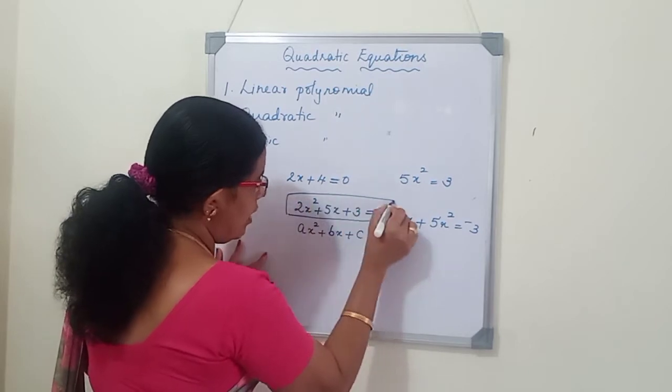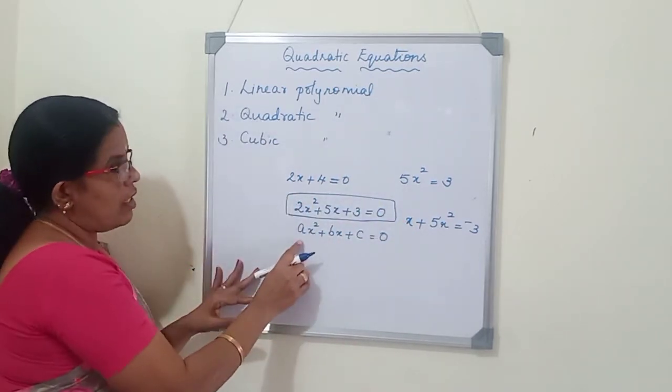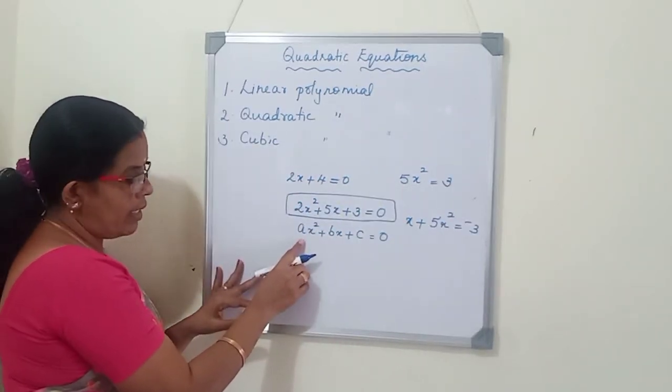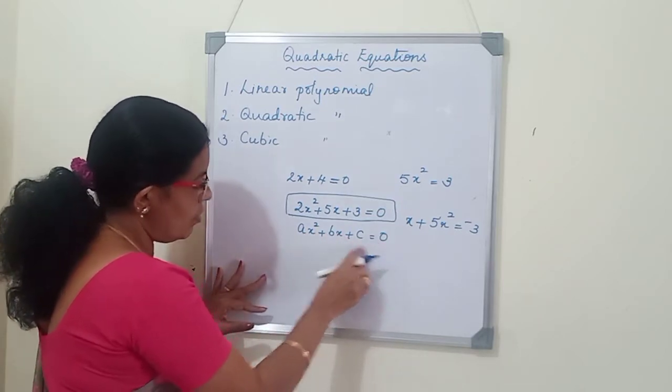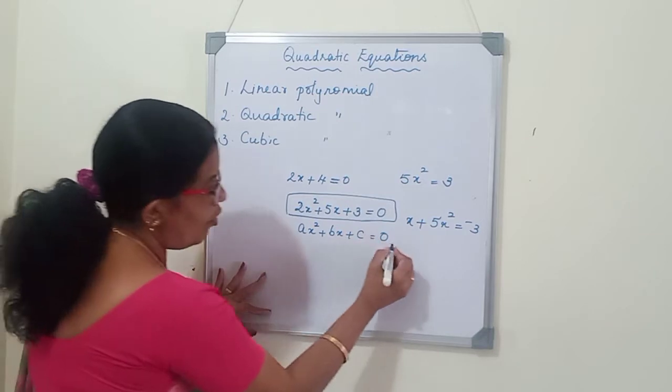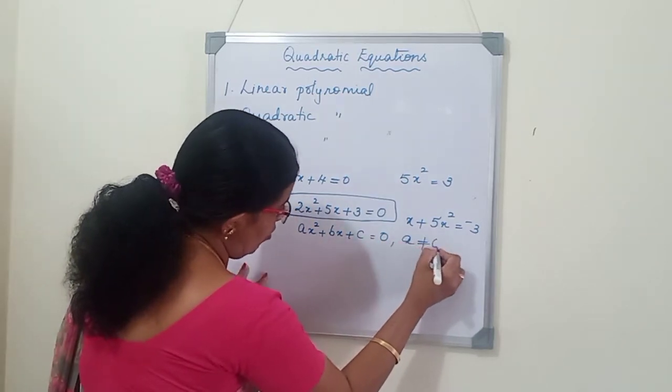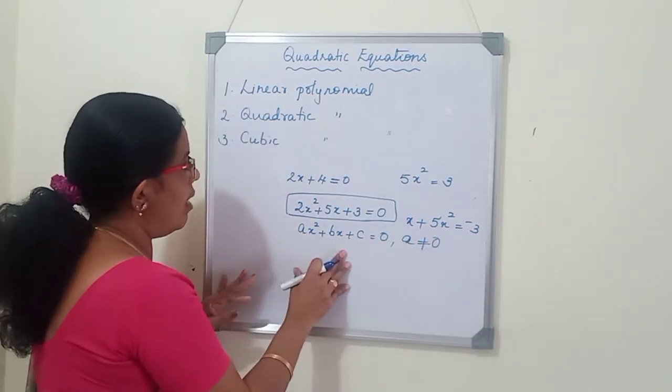So this is written in a standard form. So the general form of a quadratic equation is ax square plus bx plus c is equal to 0. This is the general form where a is not equal to 0. a, b, c are real numbers.